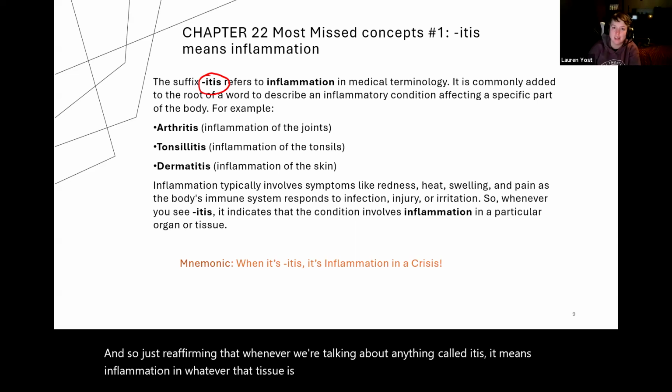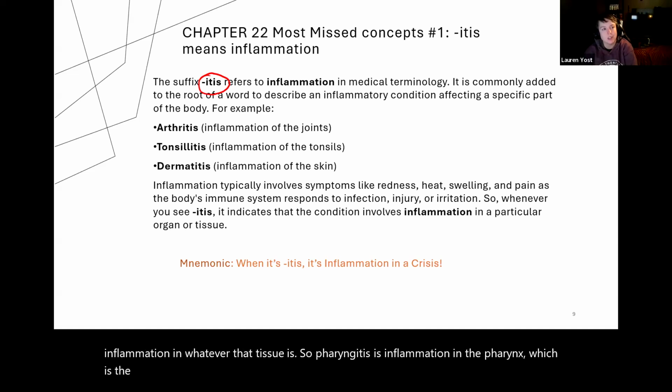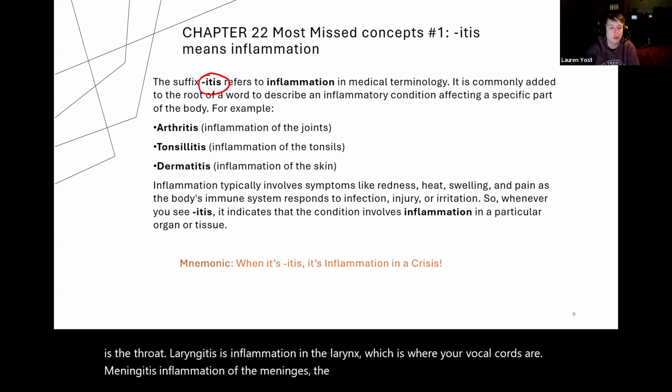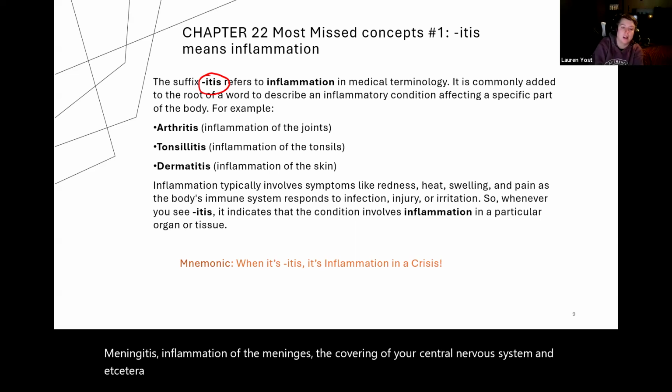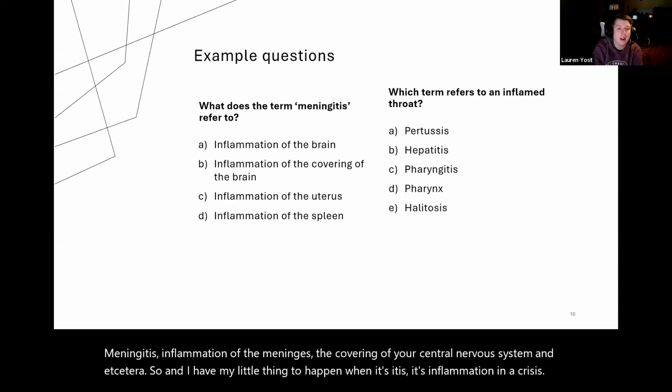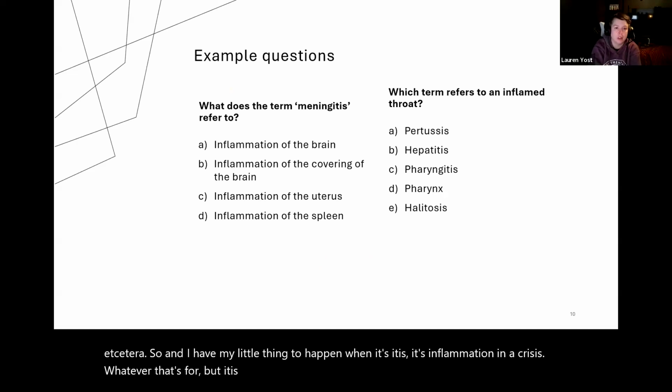So pharyngitis is inflammation in the pharynx, which is the throat. Laryngitis is inflammation in the larynx, which is where your vocal cords are. Meningitis, inflammation of the meninges, the covering of your central nervous system, and etc. So, yeah, I have my little thing to remember: when it's itis, it's inflammation. Whatever that tissue is, itis is inflammation of it.